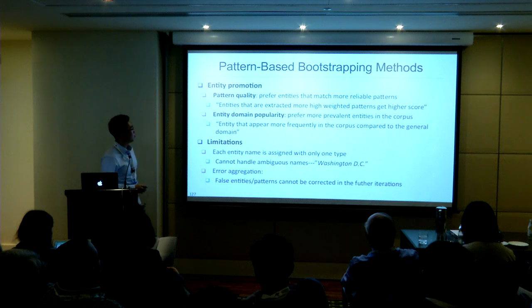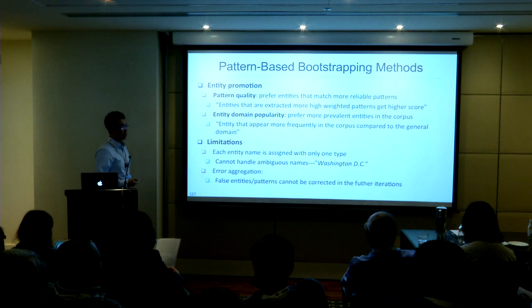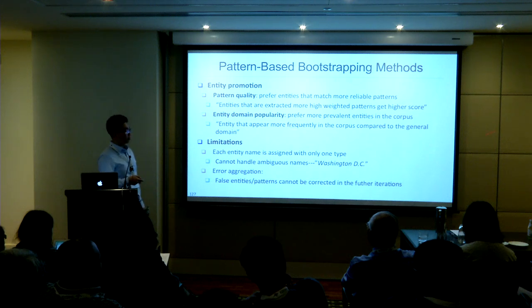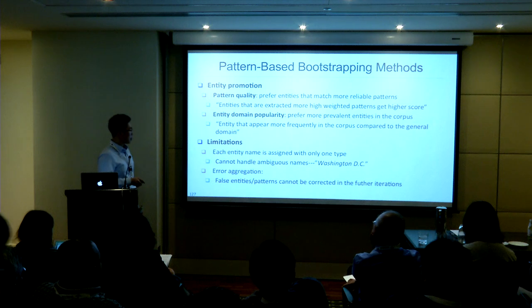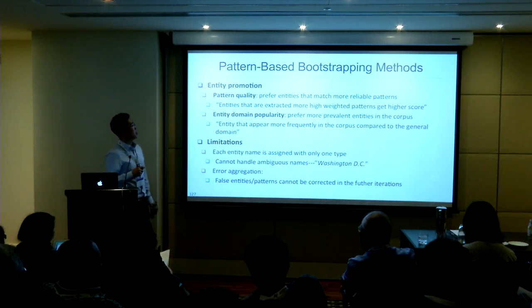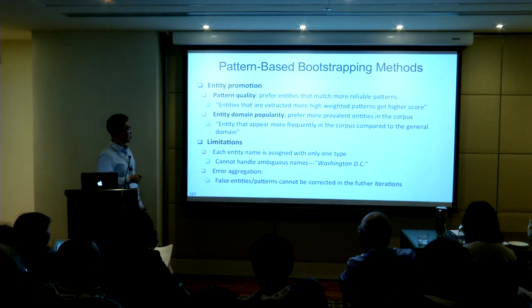Finally, there is the entity promotion part. The basic idea is to look around at the patterns co-occurring with these entities and look at their quality. If an entity is always co-occurring with some high quality patterns of a type, it is obviously a pretty good candidate for this type. You can also incorporate the entity's domain popularity and more heuristics you can think about to promote the entities. But overall, for pattern-based bootstrapping methods, the limitation is also quite obvious.